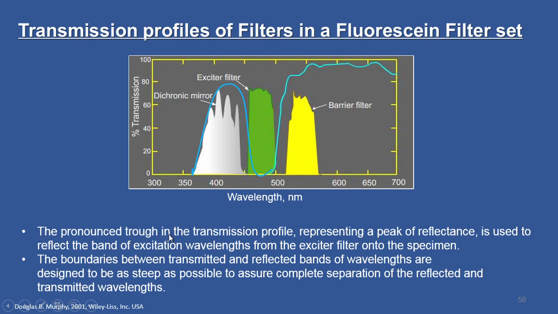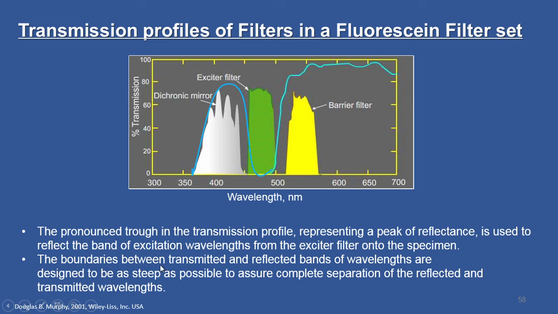The pronounced trough in the transmission profile, representing a peak of reflectance, is used to reflect the band of excitation wavelengths from the exciter filter onto the specimen. So, this is very sharp. You see that 0% transmission means 100% reflection of the exciter filter light, which will be falling onto the specimen.